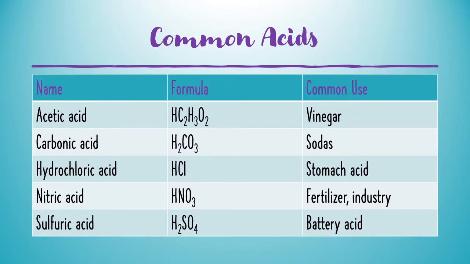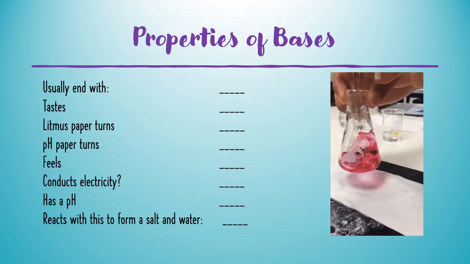Some common acids: acetic acid is vinegar, like vinegar that you clean with. Carbonic acid is in sodas. Hydrochloric acid is in your stomach. Nitric acid is used in the fertilizer industry. And sulfuric acid is battery acid. You don't need to know these. This is just like, hey, what do you know?